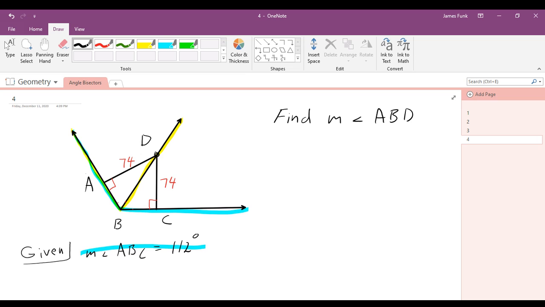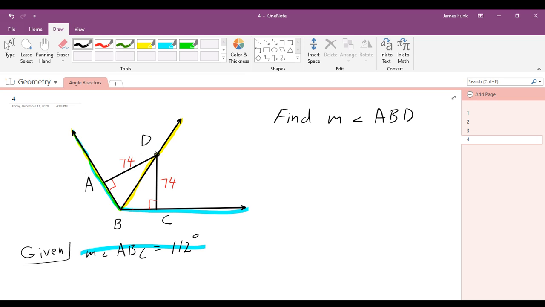Now, what we know from that diagram is that point D is equidistant from the sides of the blue angle ABC. How do we know point D is equidistant from the sides? Because its perpendicular distance to those two sides is both 74: 74 to one side and 74 to the other side. So we've met the condition that a point is equidistant from the sides of an angle.